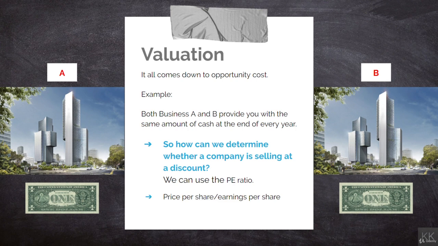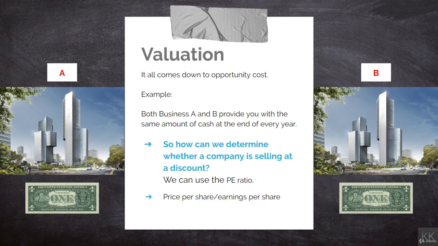So how do you, as a beginner investor, determine whether a company is selling at a discount relative to its peers? The quick and easy way would be to use the PE ratio, which means the price to earnings ratio. This ratio is calculated by taking the price per share and dividing it by the earnings per share. You know what the price per share is. That is what the market currently values the security at, and what you will be paying for one share.